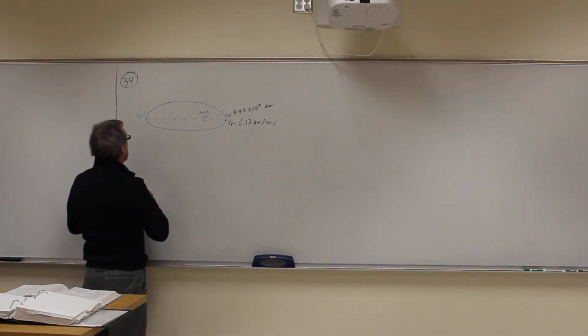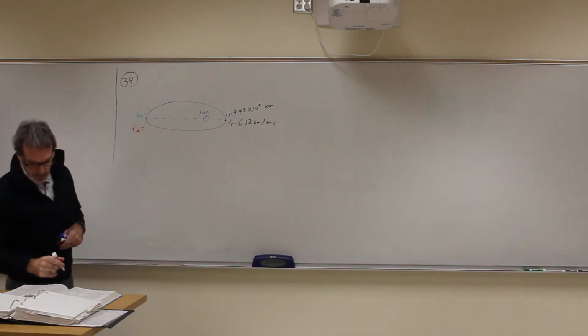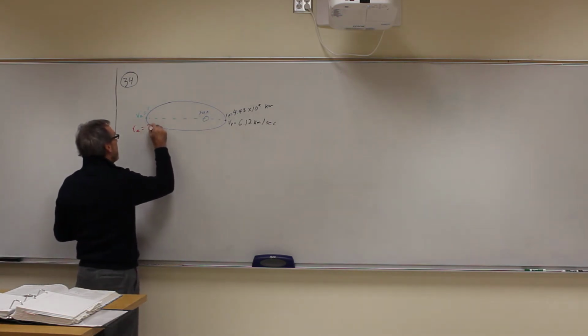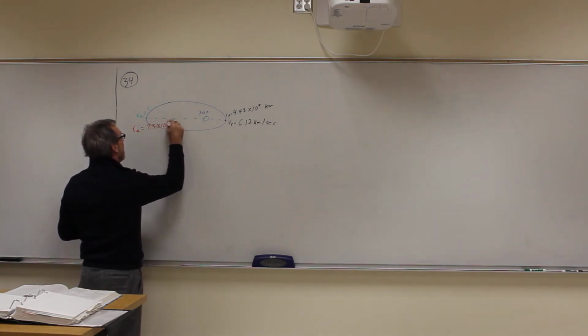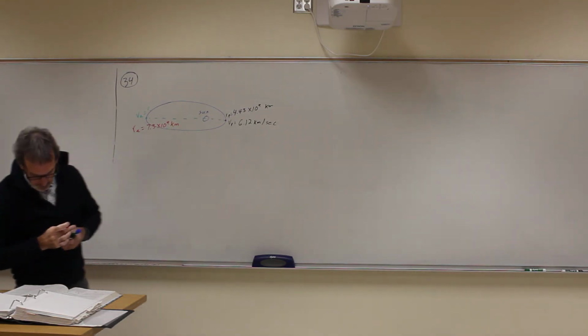We are given that the radius at aphelion is 7.3 times 10 to the 9th kilometers from the sun. All right.